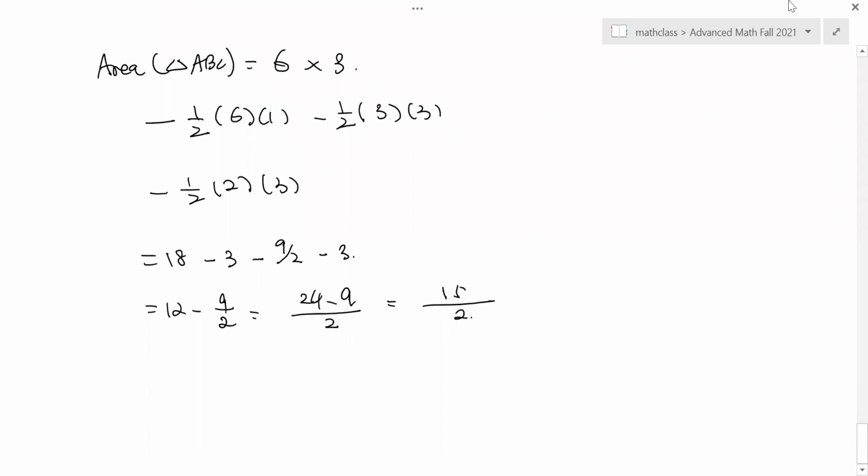Now, in a couple of lessons later, we're going to study the area of triangles, so we're going to learn the formula.